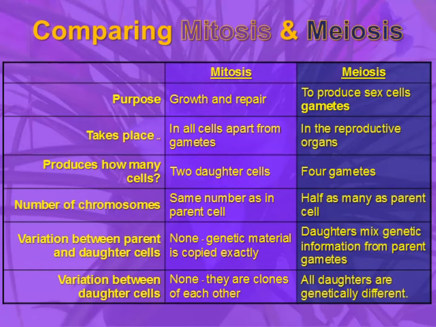When we come to variation, mitosis has none, usually, except when mutation occurs, but basically the genetic information in mitosis is exactly the same. This is not the same as in meiosis, when daughters mix genetic material from the parent gametes. Finally, the variation between daughter cells. Are the daughter cells the same? Well, in mitosis they are identical clones of each other, but in meiosis all 4 of the gametes we produced are genetically different.